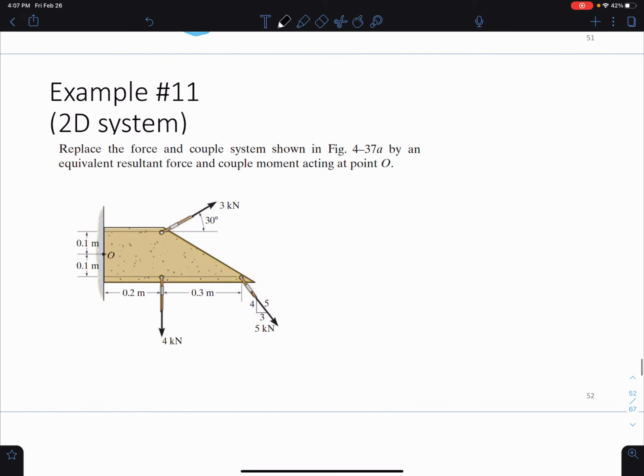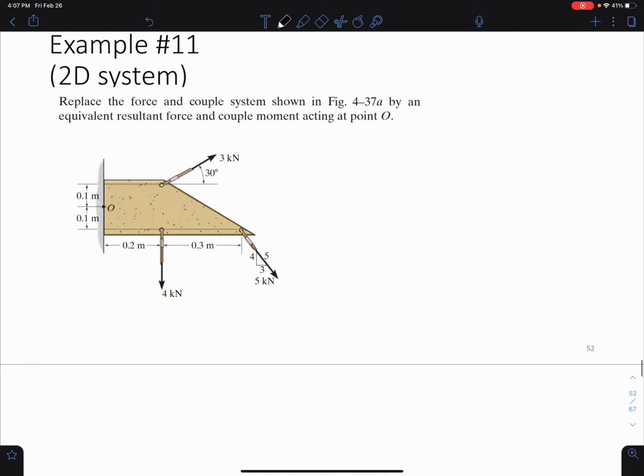Okay, so this is a very similar problem to what we had before, but now we want to replace all the forces and couple systems shown by an equivalent resultant force and couple moment acting at point O. So we're going to start here with the force summation.